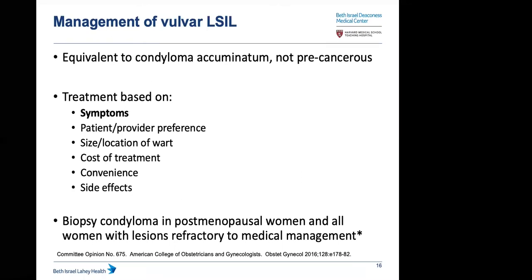There are topical medications that can be applied in the office. As you know, there are medications that patients can apply at home. Certainly you can excise lesions, particularly for big bulky genital warts. And then laser can be used as well. I would say, and this is mentioned in the committee opinion number 675, that for condyloma in a postmenopausal woman, these should be biopsied to make sure that it doesn't actually represent some other pathology. And then certainly patients who are being treated for presumed genital warts but aren't responding to therapy, these lesions should be biopsied as well.